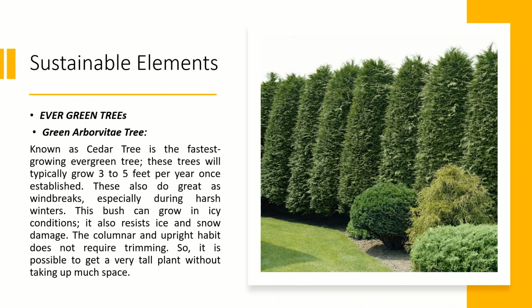Then we have cedar trees. Cedar is the fastest growing evergreen tree. These trees will typically grow 3 to 5 feet per year once established. They also do great as windbreaks, especially during harsh winters. This bush can grow in icy conditions. It also resists ice and snow damage. The columnar habit does not require trimming, so it's possible to get a very tall plant without taking up so much space.